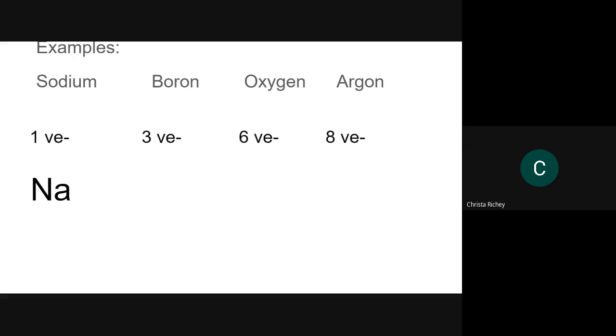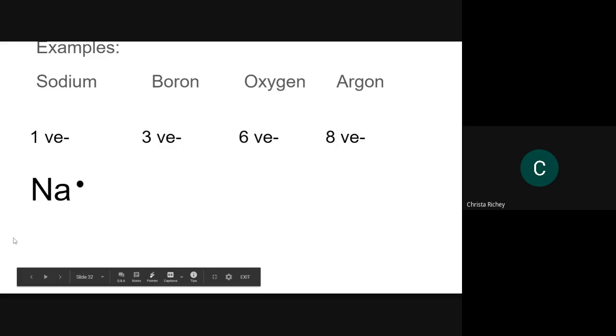So how many dots does Na get? How many valence electrons does sodium get? 1, which is on the right-hand side. Now, how do you guys do this in Google Docs? I didn't create dots to put on there for you to control C and V, but you should be able to add a circle and move it over there.